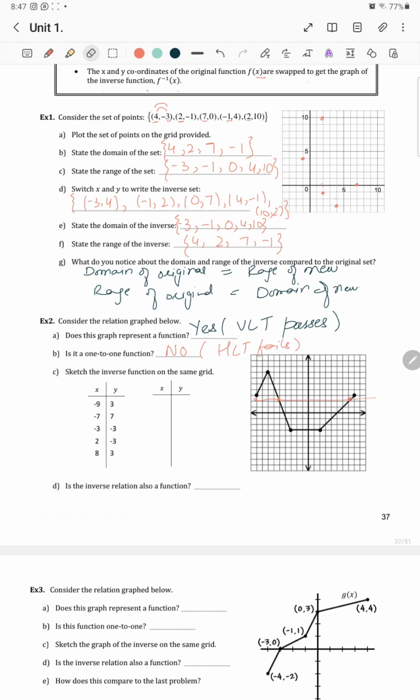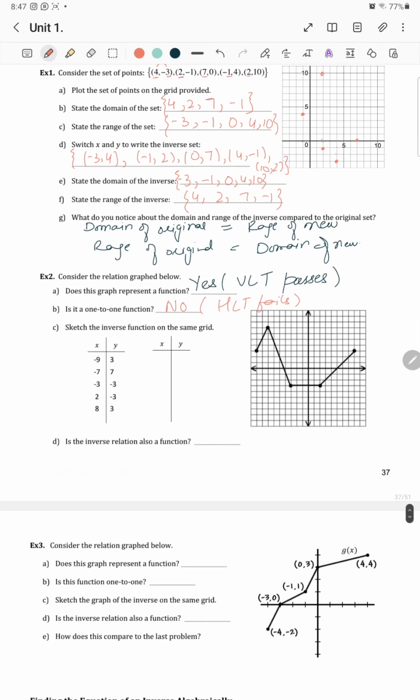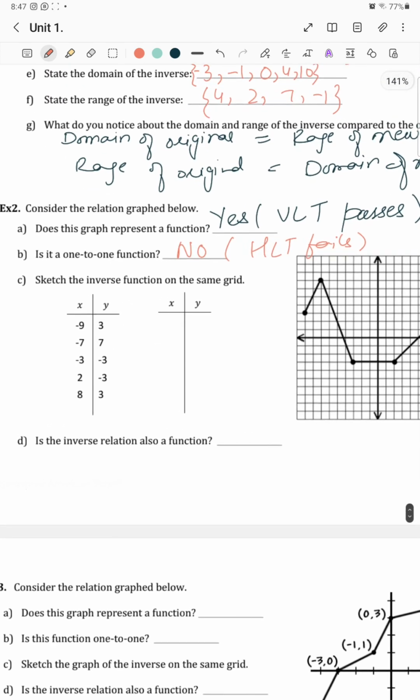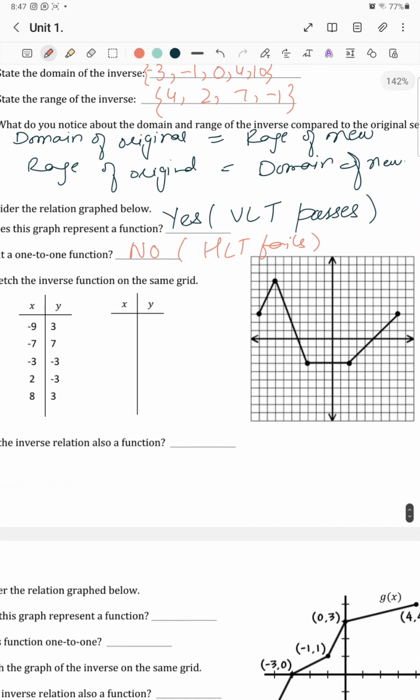Okay. Because we are doing the revision, you have already watched all of my previous videos in which we have learned in detail what the vertical line test and horizontal line test are, and you already know what we are working for. Okay, so x and y. Sketch the inverse function on the same grid. For the inverse function, we put the y values for the x, and x values for the y.